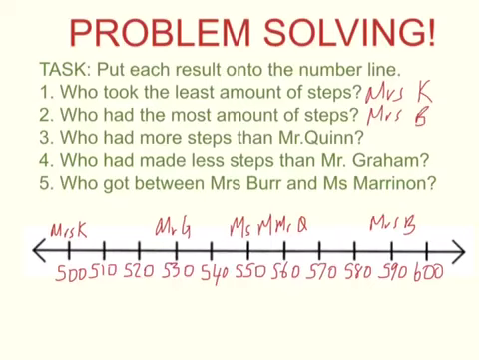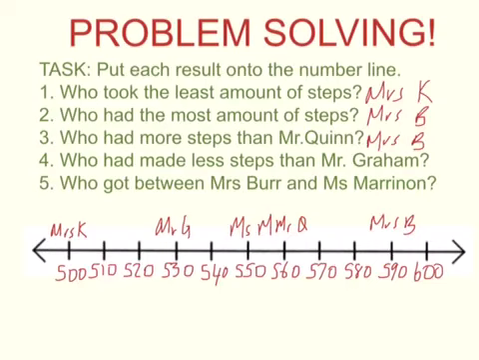So it says here, who had more steps than Mr. Quinn? So find for me Mr. Quinn or Mr. Q on the number line. There we go. Who had more steps than Mr. Quinn? Which person had more steps than Mr. Quinn? More means we're going to the right. We're getting more steps, so we're increasing the value. And we look over here and we got Mrs. Burr again. So she's the correct answer for two questions here, Mrs. B.